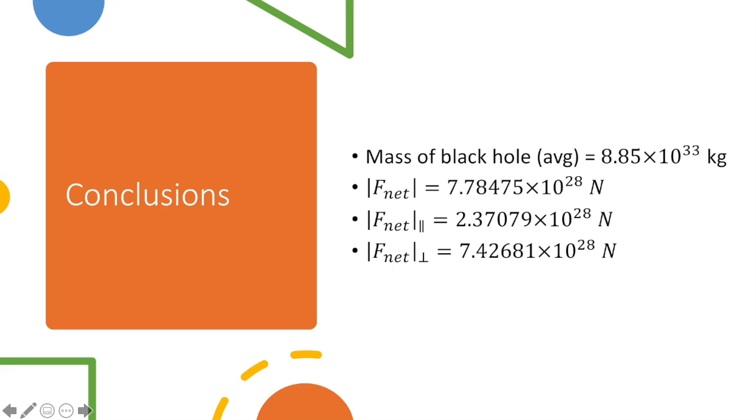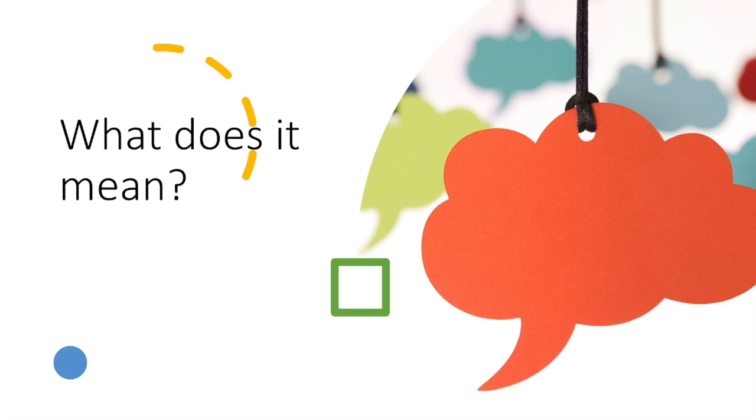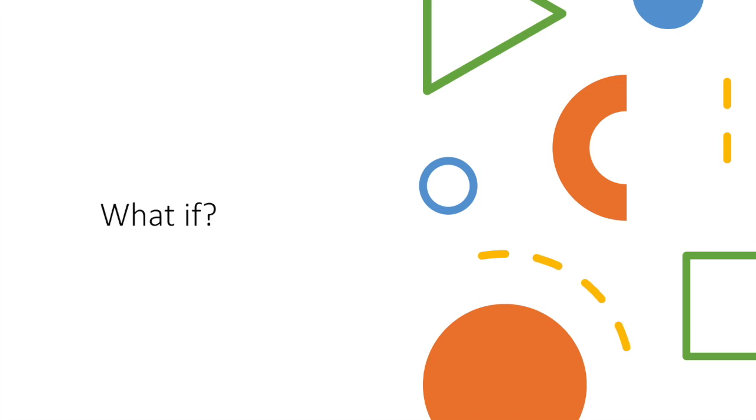The average mass of the black hole found from the data came out to be 8.8 times 10 to the 33 kilograms. Now let's talk a little bit more about the parallel and perpendicular components of the net force and how they're different from the change of momentum and its components. We can't actually calculate the magnitude of the net force, but we know the star's position at every day of the year, so we can calculate the change of momentum.